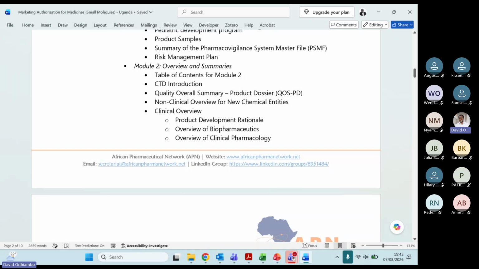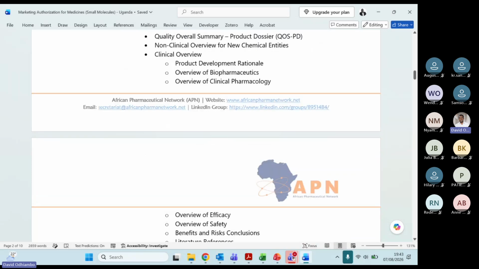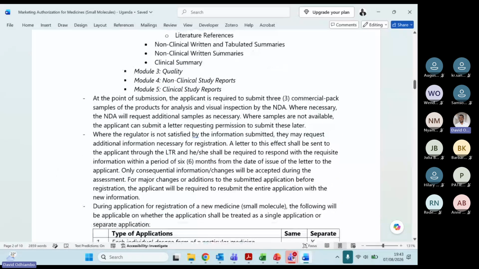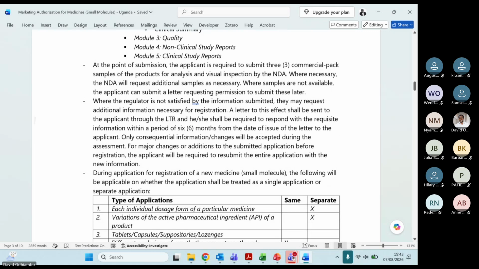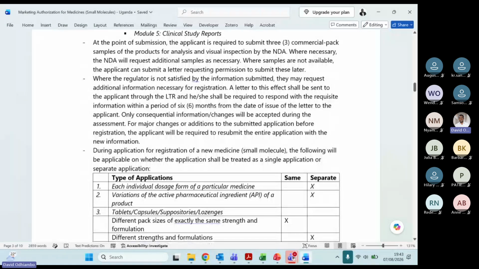Module 2, that is the standard, the ICH, and I recommend we review the ICH guidelines, module 3 and module 4. That is important. So 3 commercial sample packs, I've already mentioned that. And in case of anything, the NDA is still permitted and allowed to request additional samples where necessary. And if the regulator is not satisfied with the information that you've submitted, they are also permitted to send letters requesting additional information. And that additional information needs to be submitted within 6 months from the date of issue.